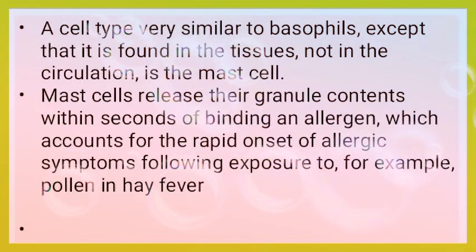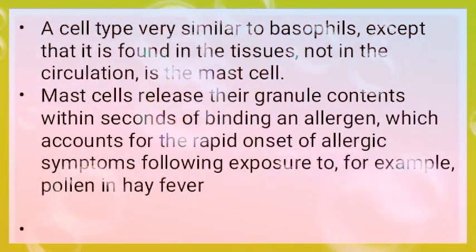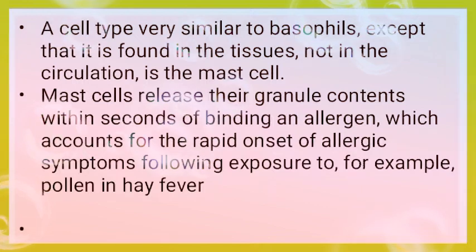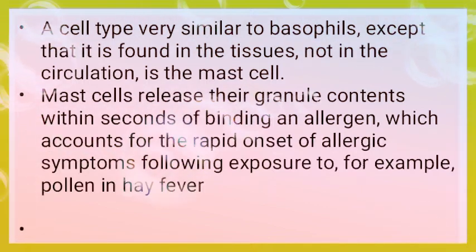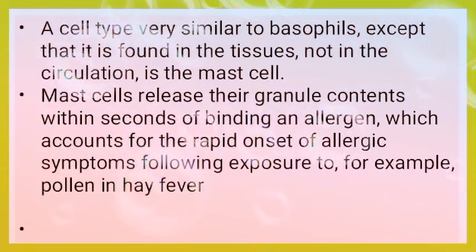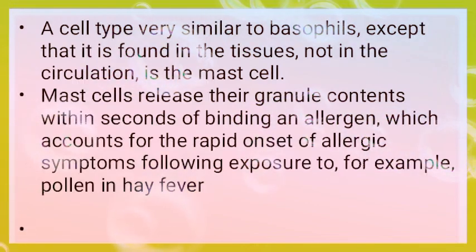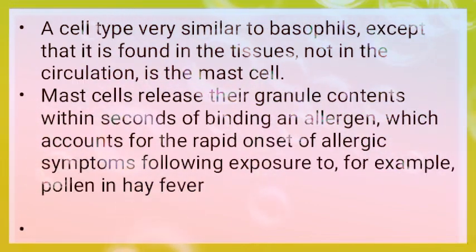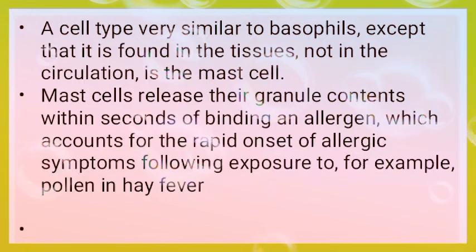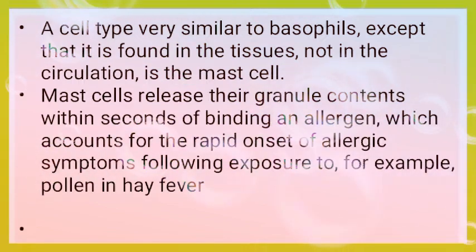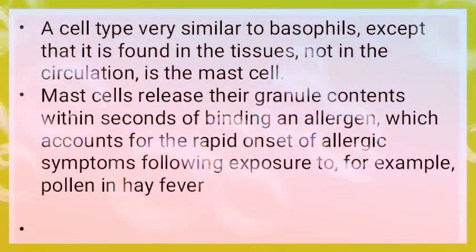So a cell type very similar to basophils, there's a cell type that is similar to the basophils, but it is not found within the circulatory system, and it is said to be the mast cells. So they'll ask you, what is the type of the cells that is similar to the basophils that is not found within the circulatory system, but rather in the tissues? It is actually the mast cells.